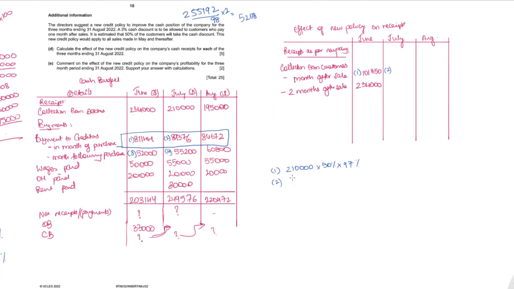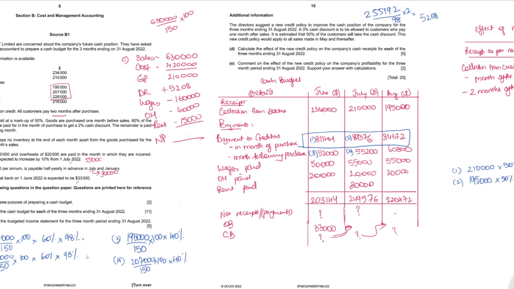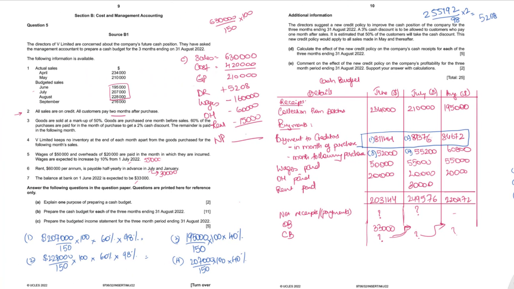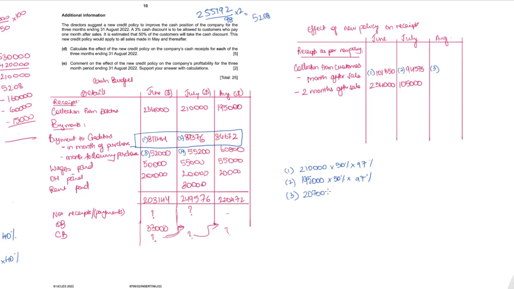And then in the month of July, they will collect June customers 50% into 97%. June sales is 195,000 into 50% into 97%. So 94,575. And in the month of July, they're also going to collect 50% of May sales. May sales is 210,000, 50% will be collected, which is 105,000. Then in August, they're going to collect 50% of July sales into 97%. So July sales 207,000, 50% into 97%.